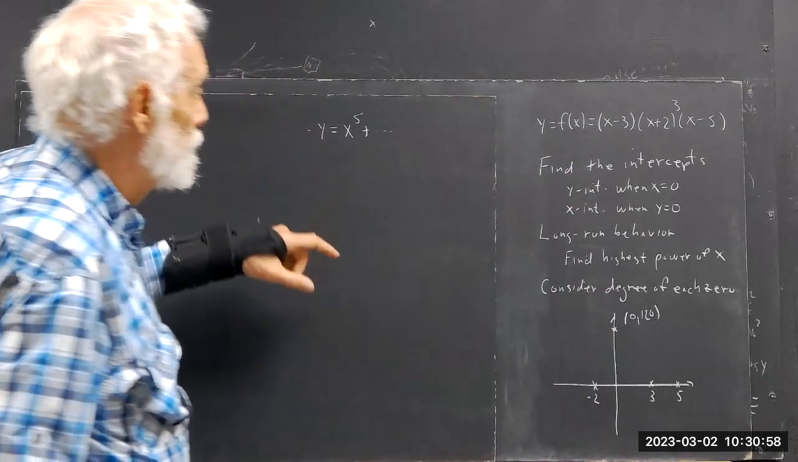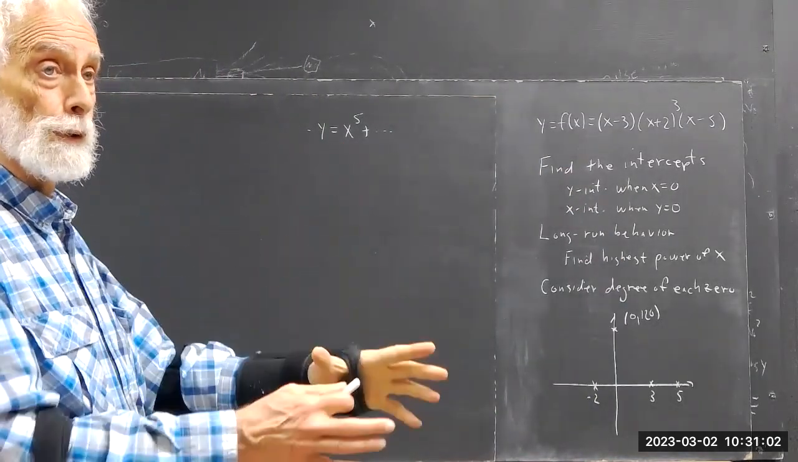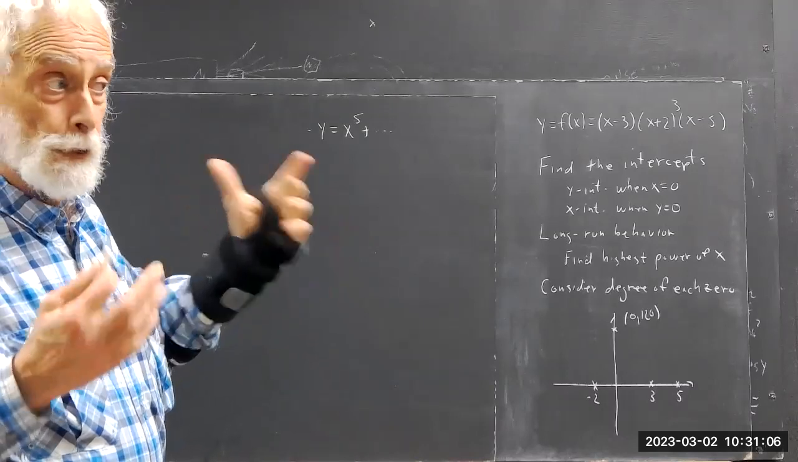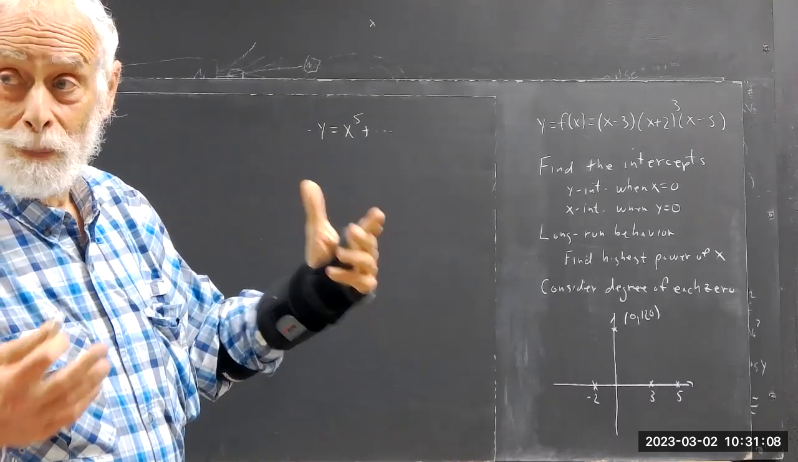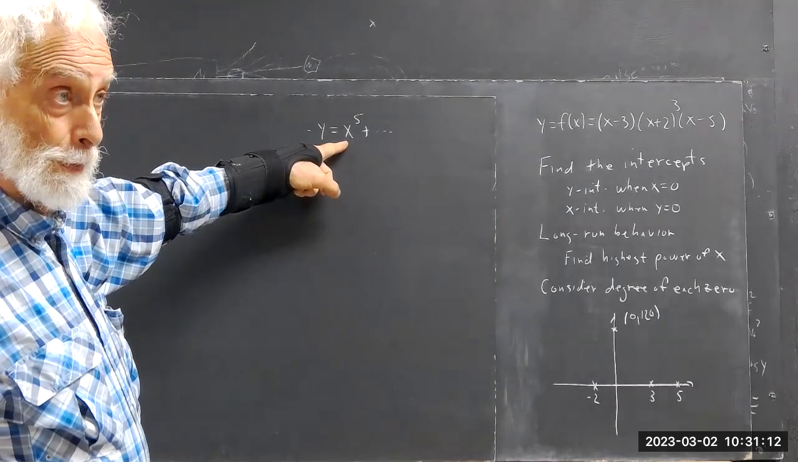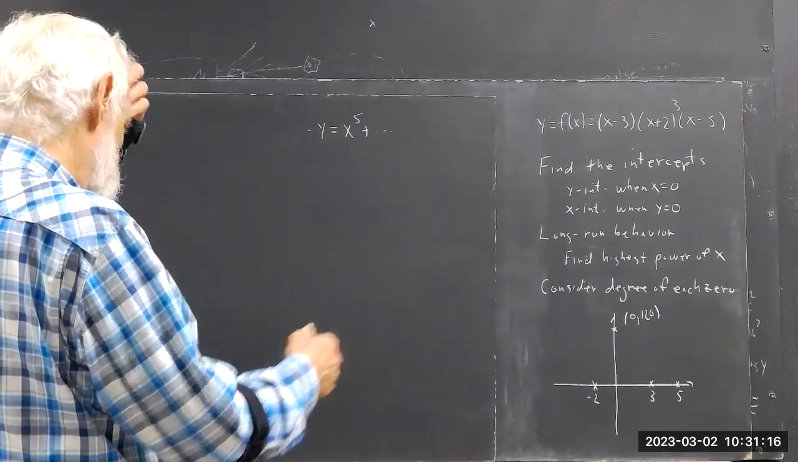We also know that the highest power tells us what the graph is going to look like when we zoom back. I'm not going to talk about why that is. I'm just going to say that when you zoom back, what you see is the highest power in the expression.